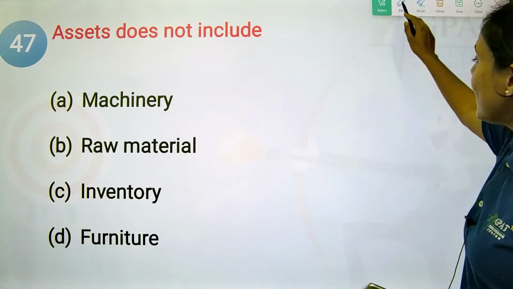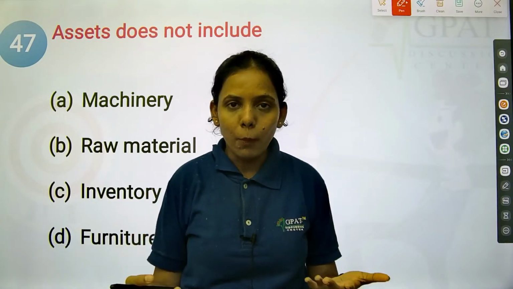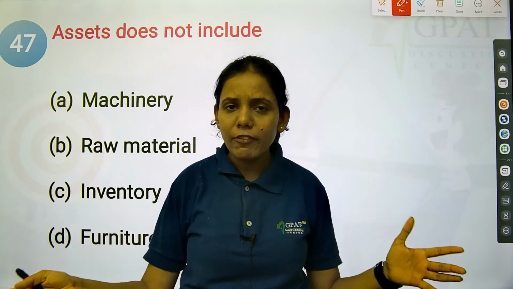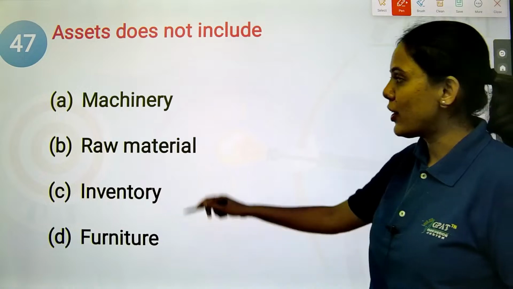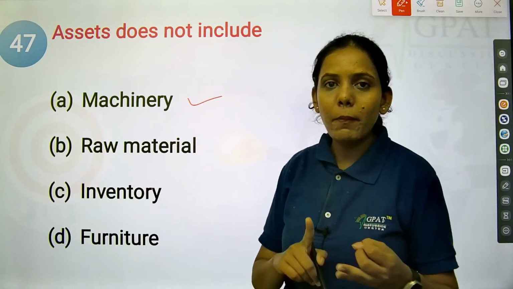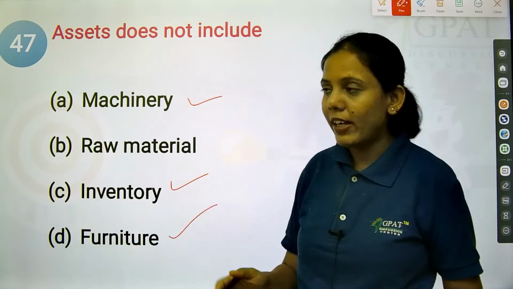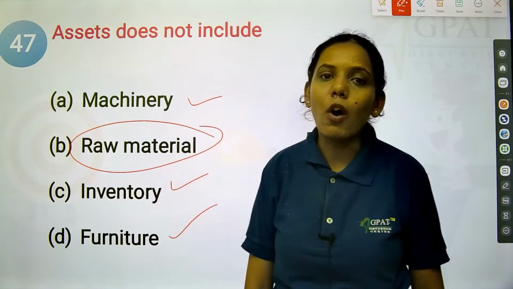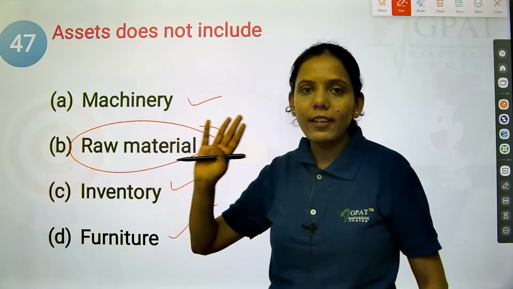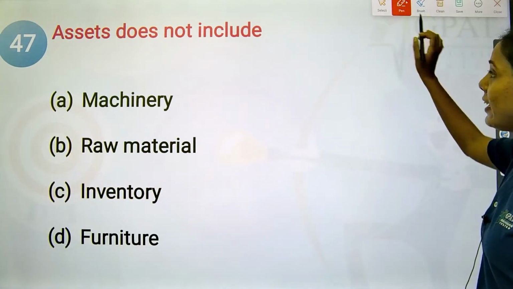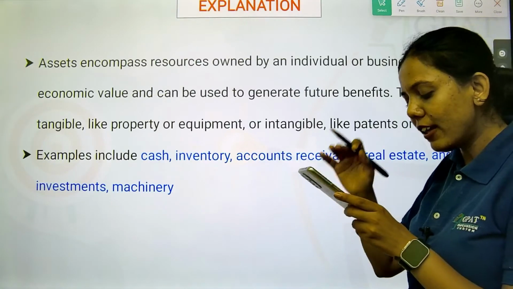Okay. Anyways, assets does not include. Assets is nothing but, for example, when we talk about the home, whatever your furniture or whatever your equipment, that we call assets, right? So assets in pharmaceutical management include machinery. Yes, machinery, equipment, everything is there. Inventory is nothing but investment is there. Furniture, definitely it is there. But it is not something related to the raw material. Raw material does not include the assets. Something which will be converted, then it is included as assets. So option B, it is not there. Raw material, it is not there. And furniture, it will be there.